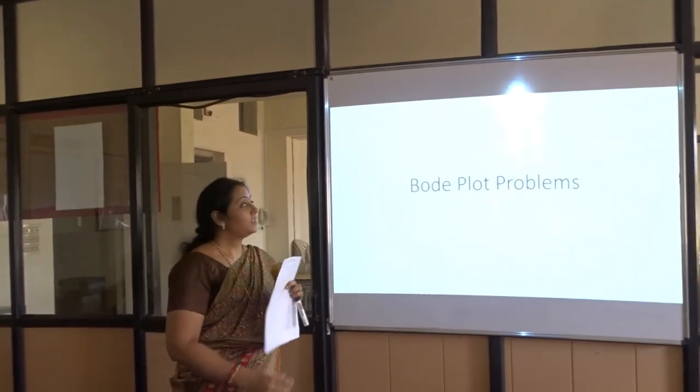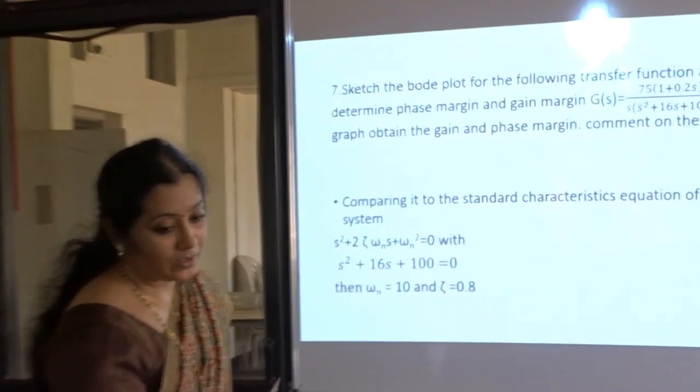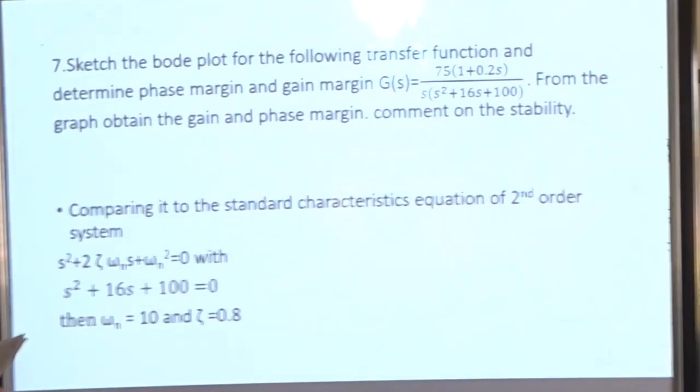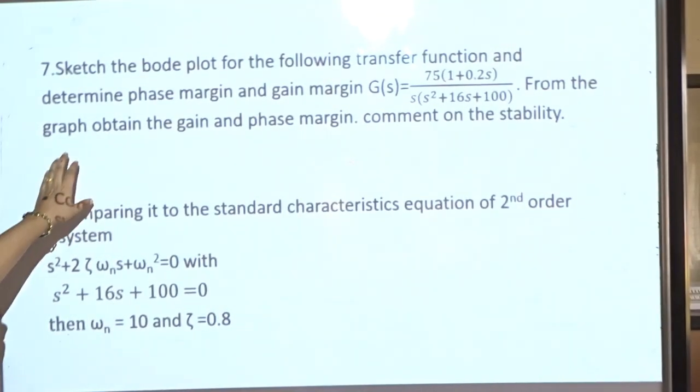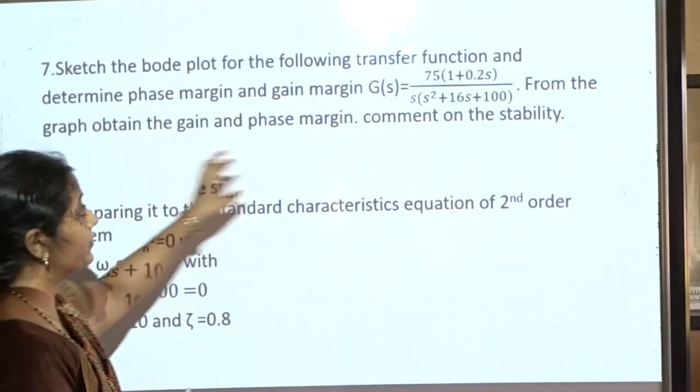Let us continue with the Bode plot problems. Coming to the seventh problem. Here, sketch the Bode plot and find the phase and gain margin for this equation.